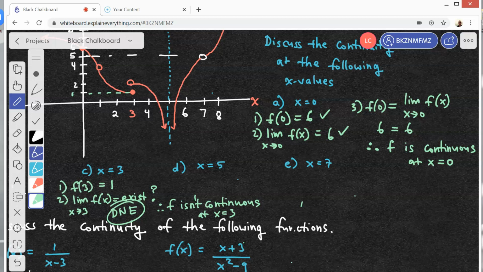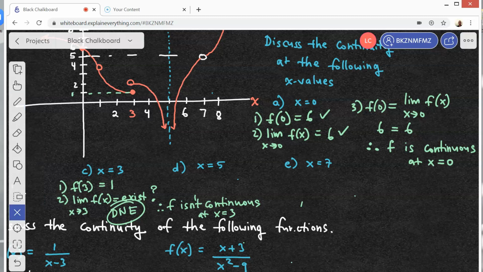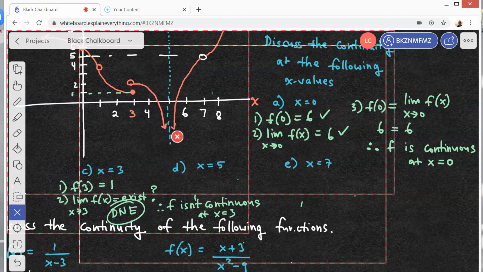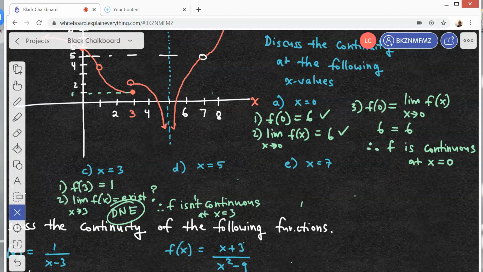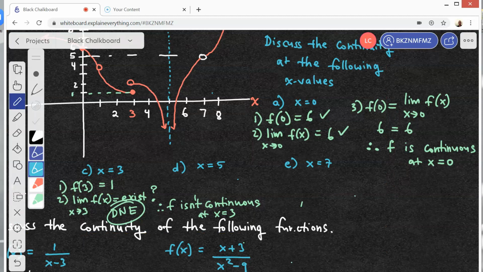Letter D. I realize I might need some more space, but hopefully we can make it work. Let's see if I could maybe do D somewhere else. Let's see if I could just cross this out. Nope, that's not going to work. Let me try one more time. Nope. Okay, I was just trying to delete that little part right there, but it's okay. I'll make it work. At x equals 5, is the function continuous?